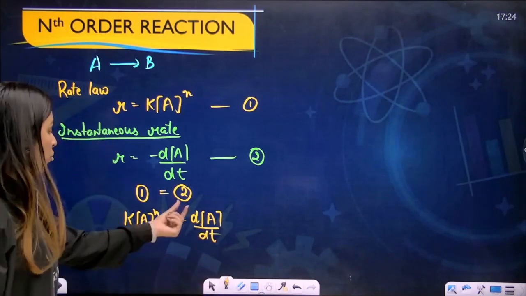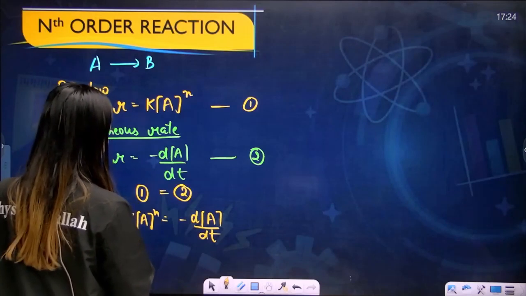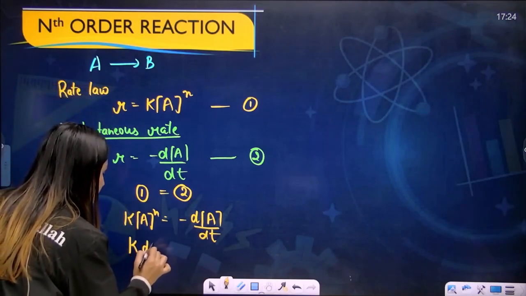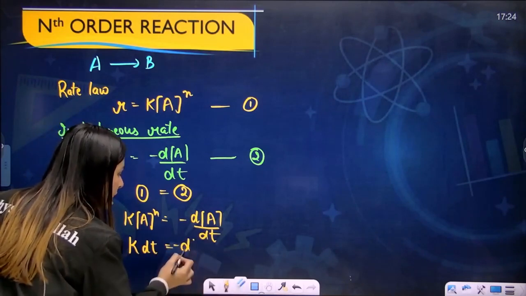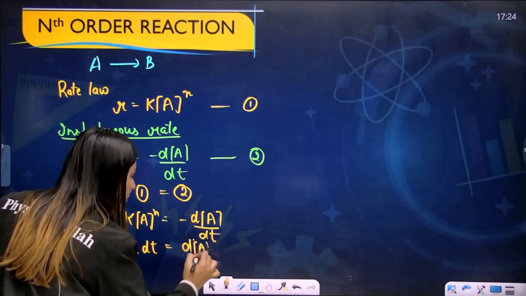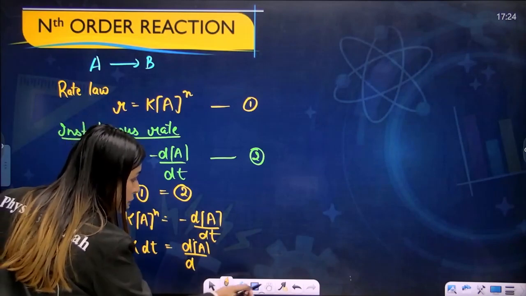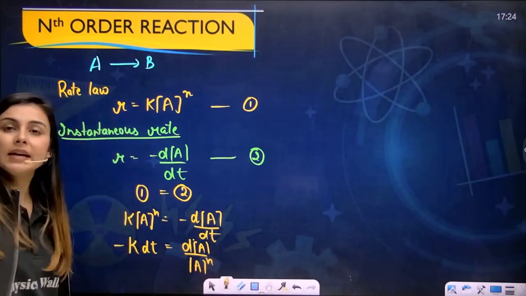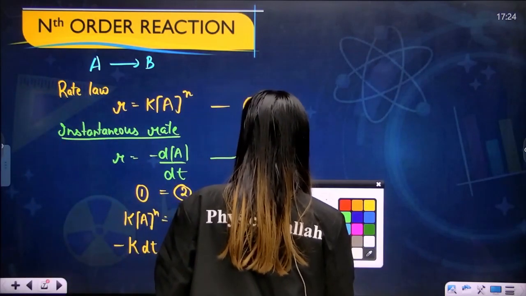Now we'll just cross multiply. So when we cross multiply, it would be equal to K dt would be equal to minus dA by A raised to the power n, right? I can incorporate this negative here. Till now everything is clear. Perfect. Let me just put a line here.